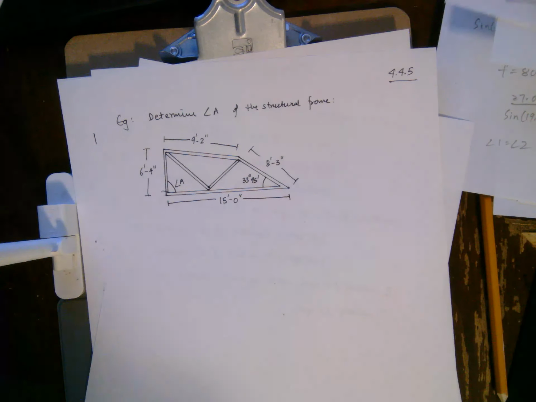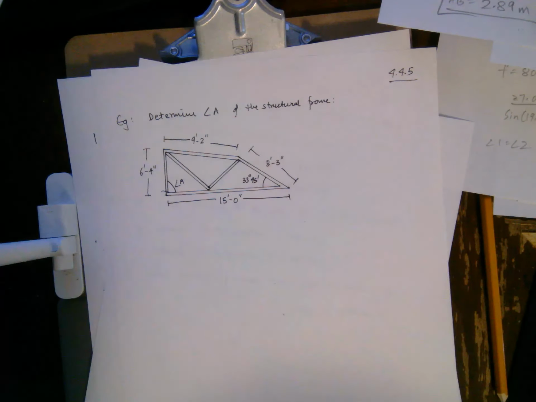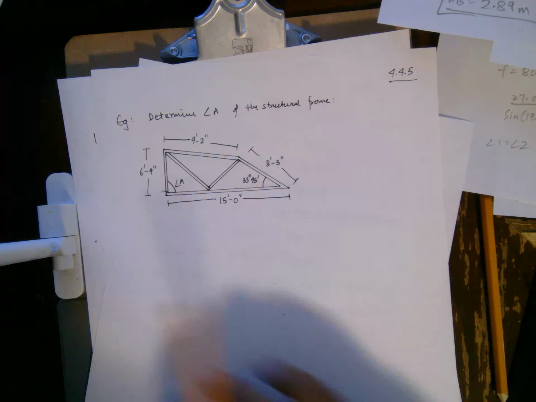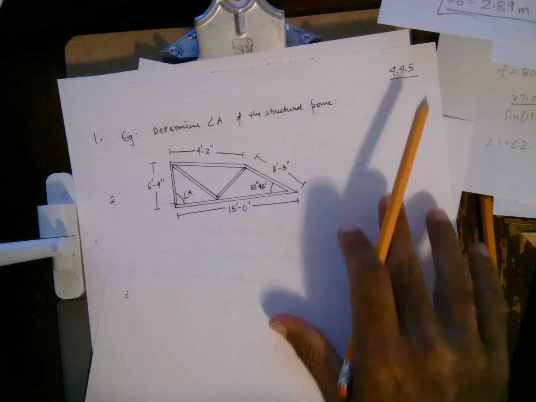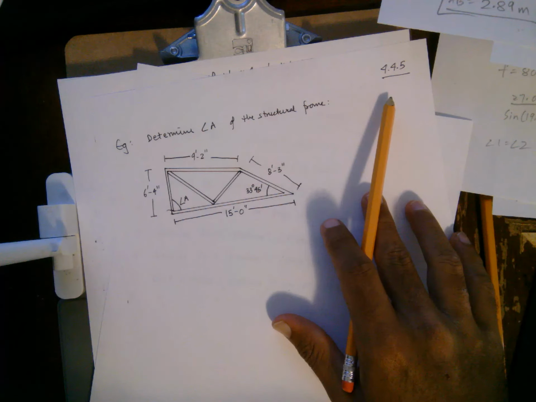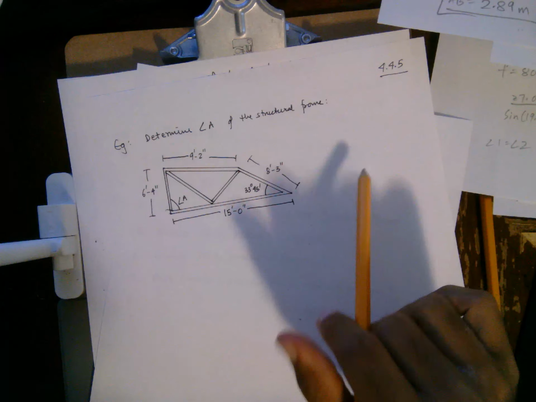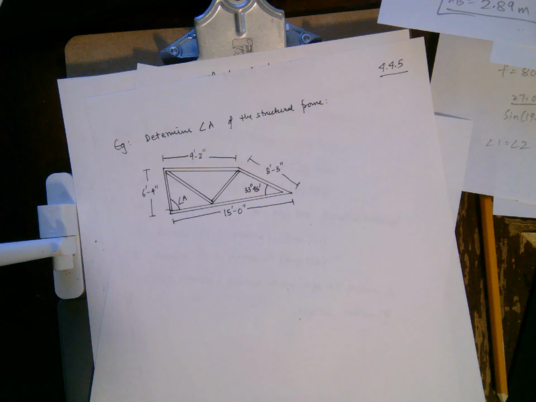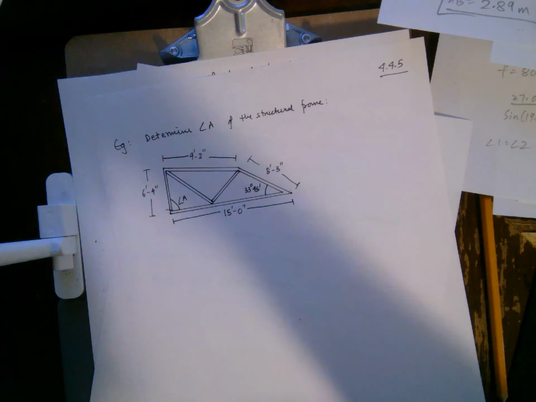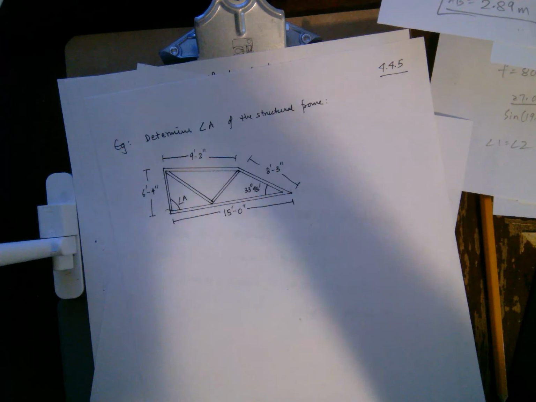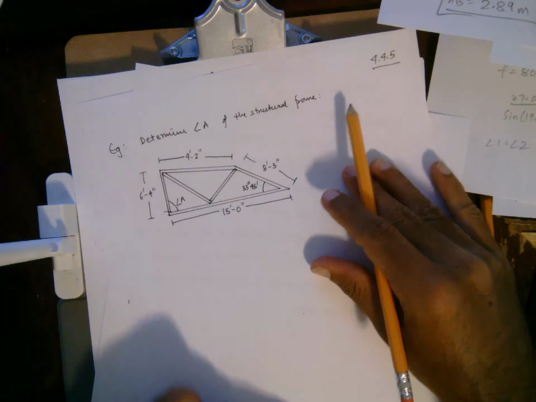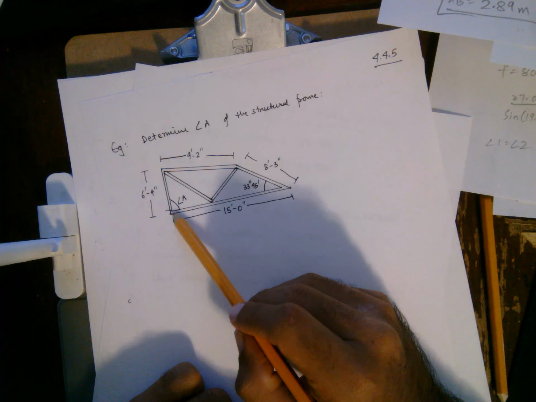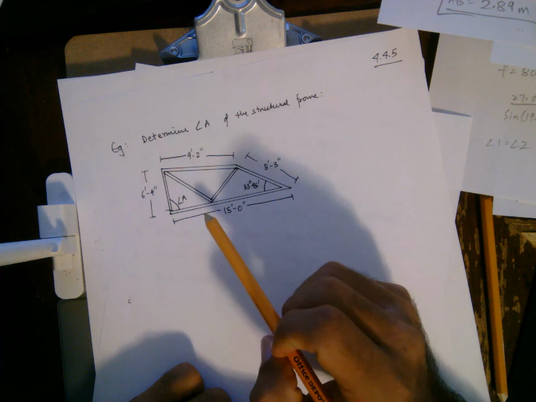Alright, last example. Determine angle A of this structural frame. Where is A? Oh, A is right here. It's not quite vertical, so let's see. There's a lot of values given here, right? So we need to strategize. First of all, it's not right angled. Nothing is right angled here as far as it goes because it's not given to be. Okay. So let's focus on this triangle.